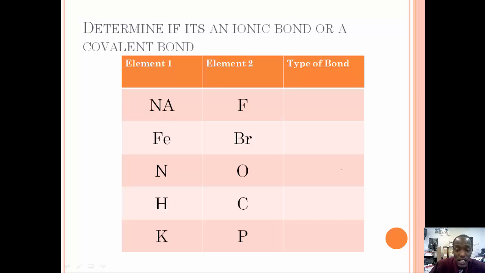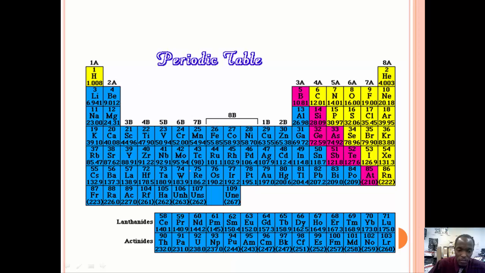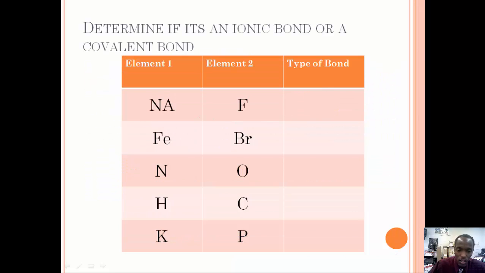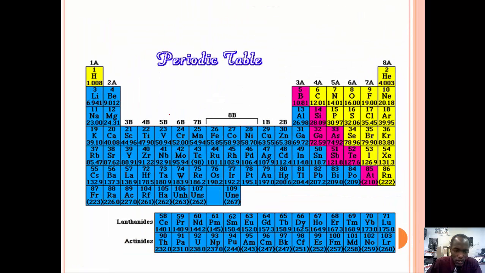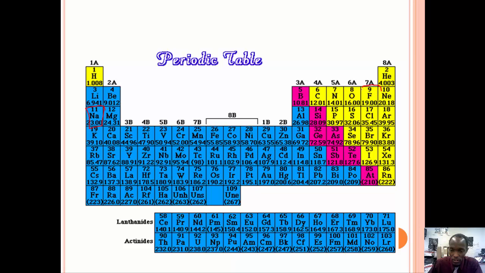Alright, so determine if it's an ionic bond or a covalent bond. Remember our periodic table. We have our non-metals and our metals. So let's look. Element 1 is Na, and I apologize that the a should be lowercase, but Na. So let's locate Na. And Na is right here. It's a metal because it's in the blue area. And fluorine is a non-metal.